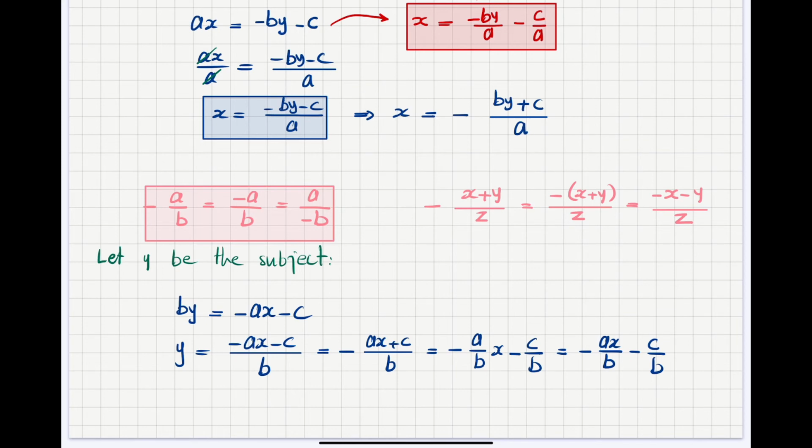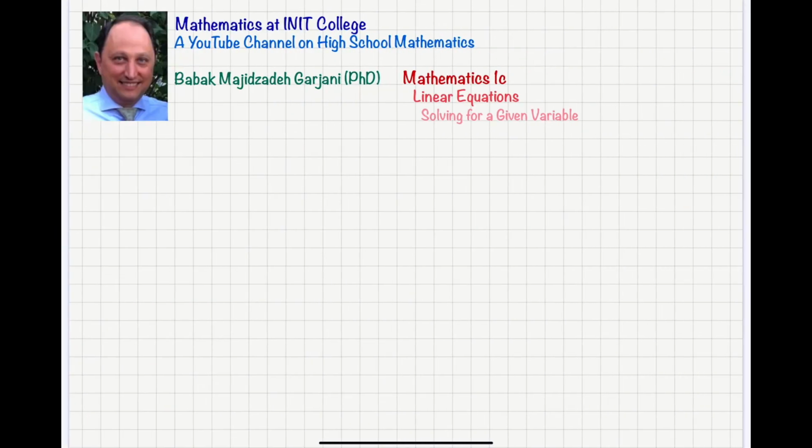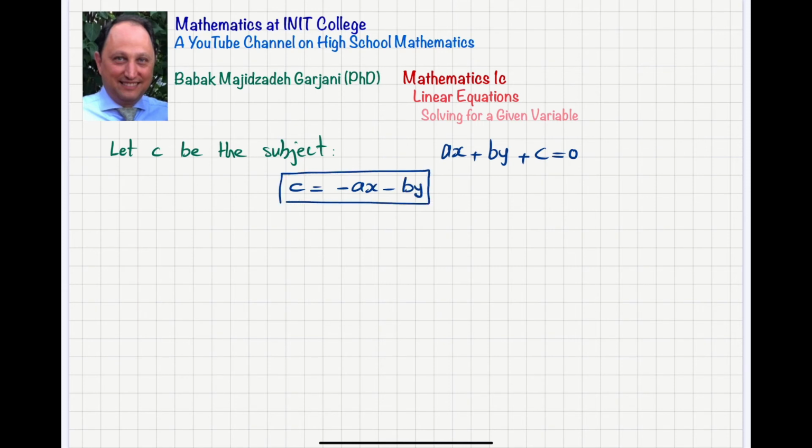Is that understandable? So let me start from this one, and this time I want to make c the subject. Let me go to the other page. I will write the same thing again. Let c be the subject. The equation is ax plus by plus c equals zero. This is probably the simplest one, yes? If I want to make c the subject, I have to keep c alone. And this is done because I just move ax and by to the right. So the answer would be very simple. It would be minus ax minus by.